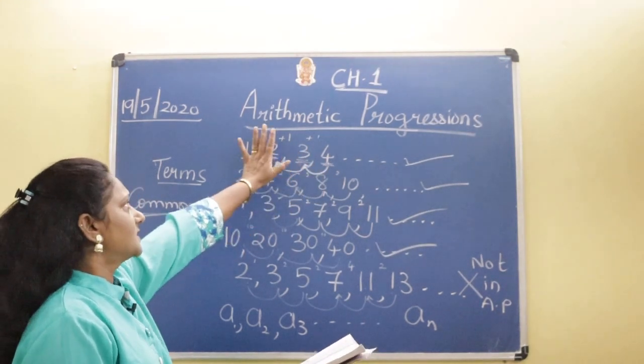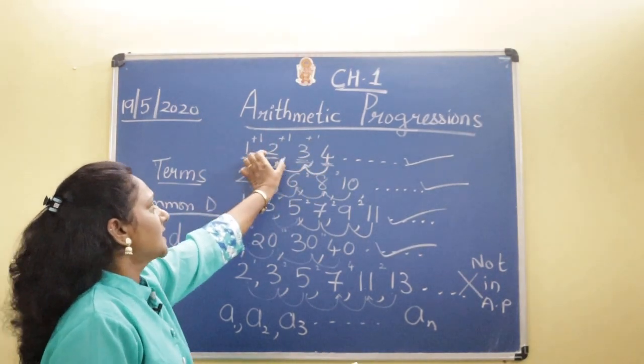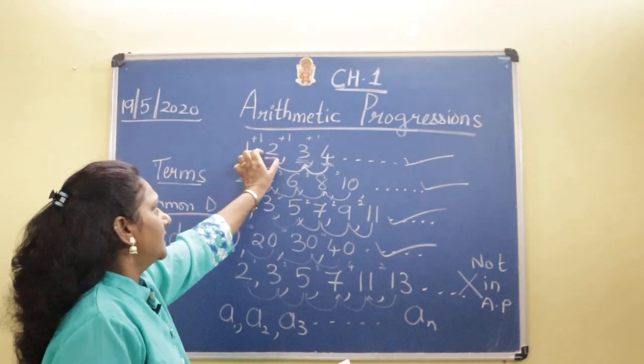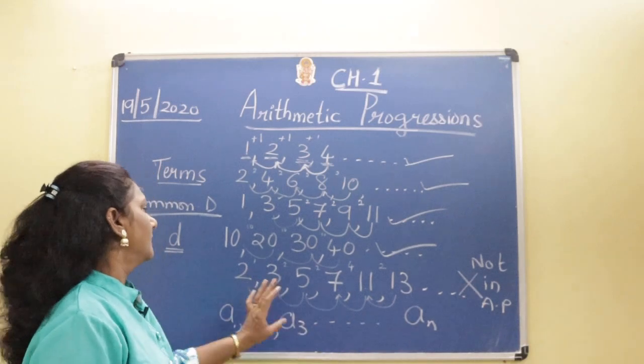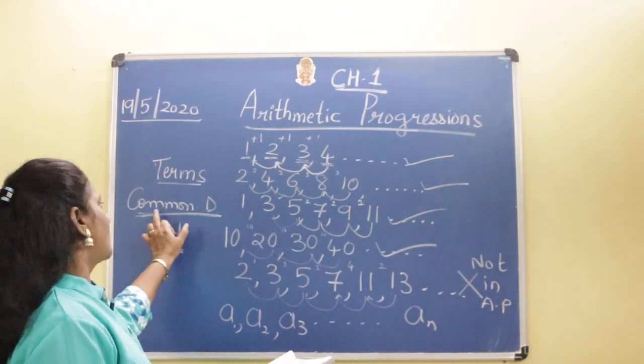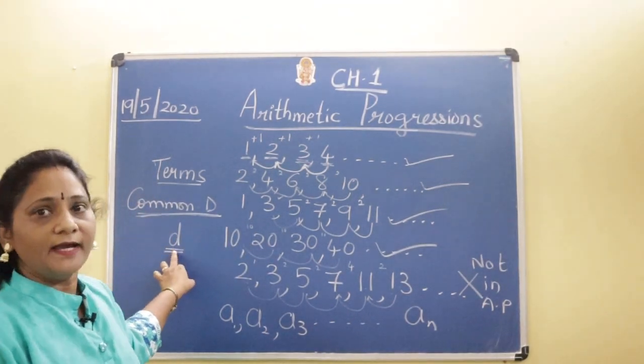The basic thing we have to understand in arithmetic progression is, these are called terms: a1, a2, a3, a4. The last term will be called an. And the difference will be called the common difference, denoted by d.